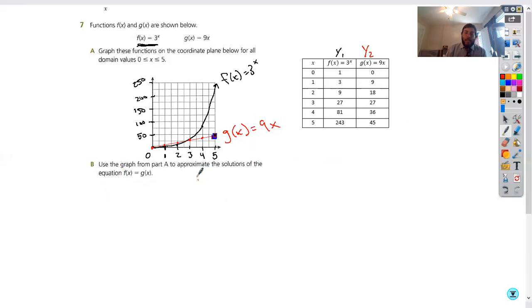Use the graph from part A to approximate the solution of f of x equal to g of x. Well, we have our table here, so we can see when f of x is equal to g of x, but we can also see on our graph that that is where they cross. So f of x is equal to g of x when x is equal to, we look here, 3.